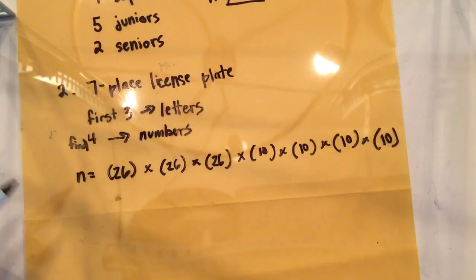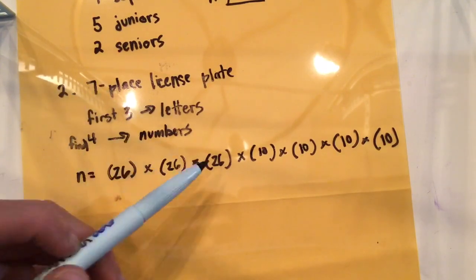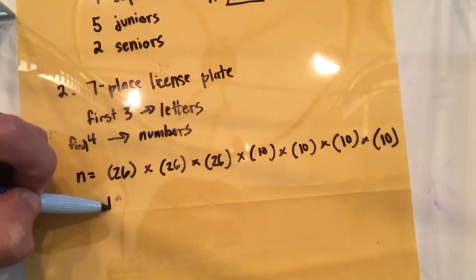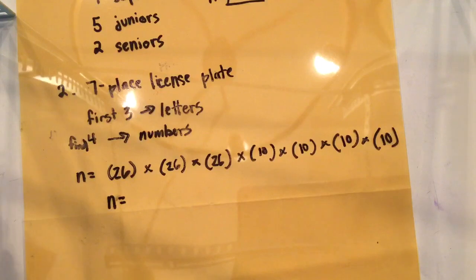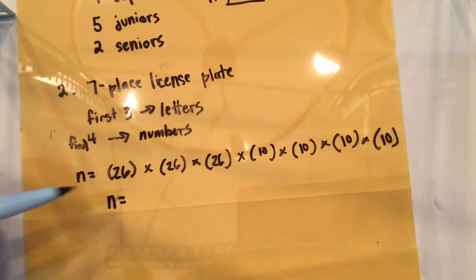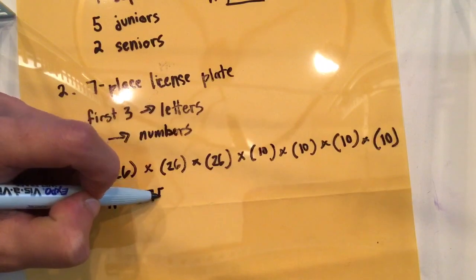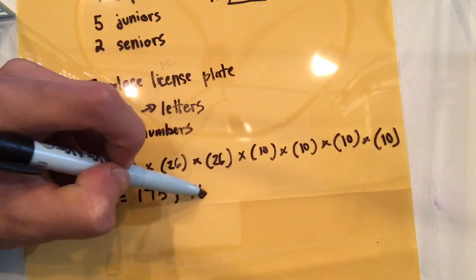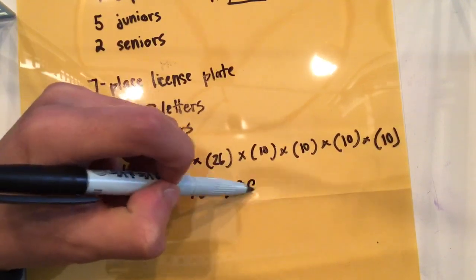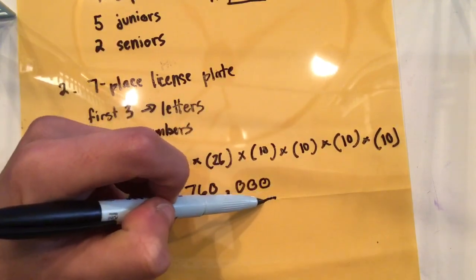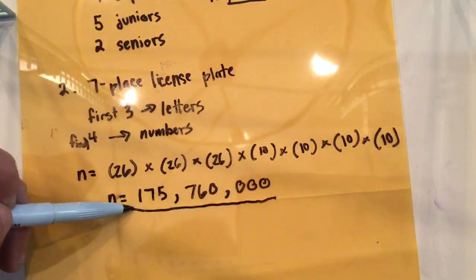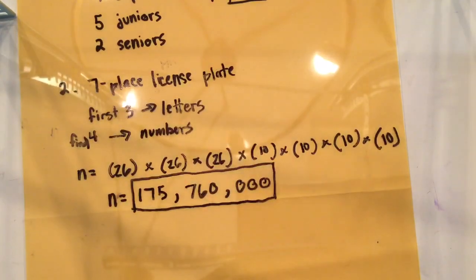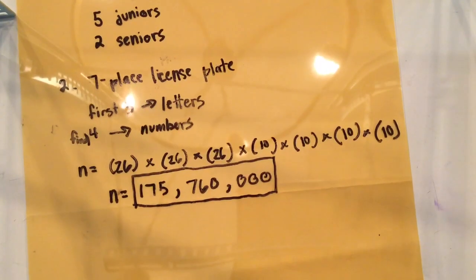And so our total number of possible outcomes is going to be 26 times 26 times 26 times 10 times 10 times 10 times 10, which gives us a total number of, punch it into your calculator, it's real big, 175,760,000 total possibilities. Bam. All right, so that's number 2.